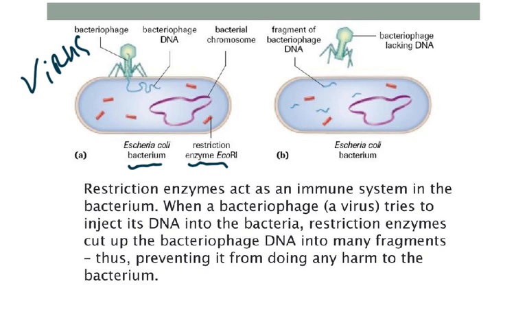What it does is it fragments the bacteriophage DNA. The viral DNA is just broken up into tiny fragments, into pieces. So the poor virus cannot replicate anymore. So restriction enzymes act as an immune system in the bacterium. When a bacteriophage, a virus, tries to inject its DNA into the bacteria, restriction enzymes cut up the bacteriophage DNA into many fragments, thus preventing it from doing any harm to the bacterium.